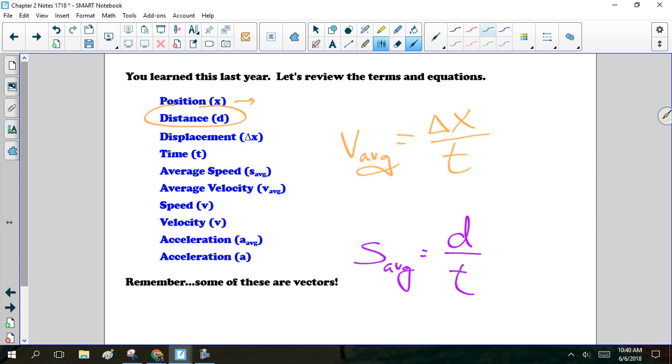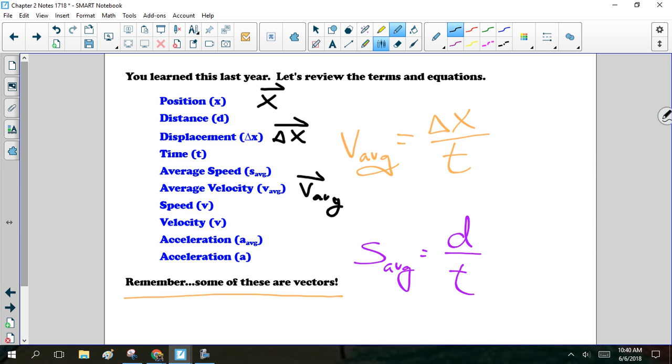All right, so speed and velocity. So here's the deal. Some of these guys are vectors, right? So remember, a vector includes direction, right? So I was a little bit sloppy about this last year. Usually when you indicate a vector, you put a little vector hat over the top of the variable, okay? So position is a vector. So technically the symbol for position isn't just an X, it's X with a little vector hat over it, okay? Displacement is change in position, also a vector. All right, average velocity is a vector, right? But remember, speed is not a vector, and it doesn't include direction, okay?